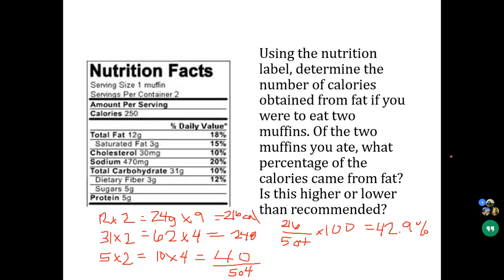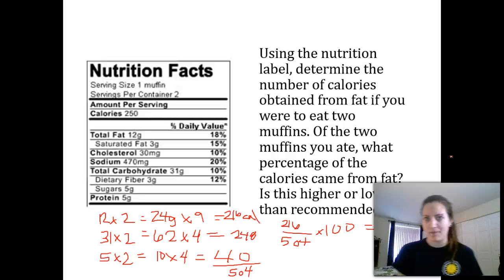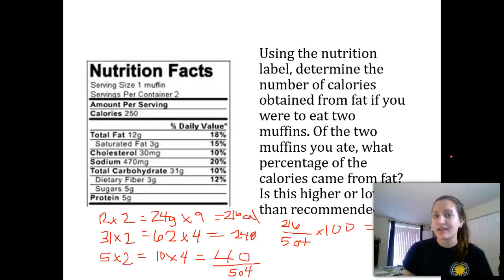So the final question asks, is this higher or lower than recommended? Now remember, what's recommended is 30%. The max number of calories that you should be getting from fat in any food you eat is 30%. And this is a lot higher. This is nearly 43%. So the answer to that last question was this is higher than the recommended amount.